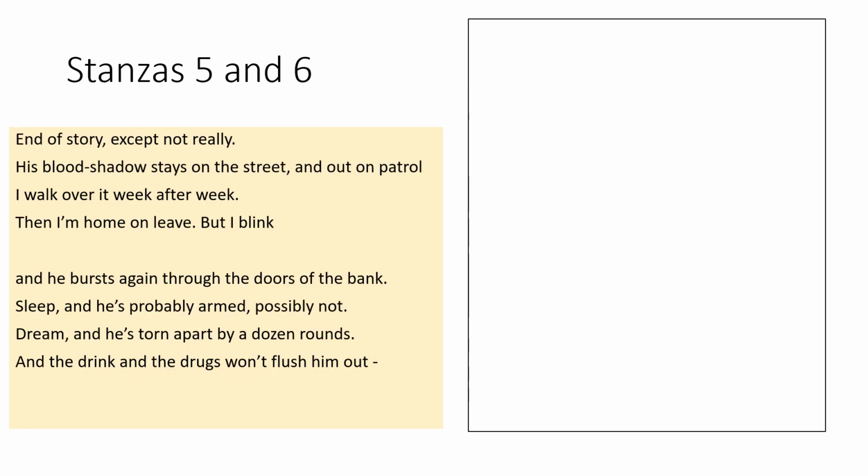On to stanzas 5 and 6 then, and this is the aftermath now of what the soldier has done. End of story, except not really. His blood shadow stays on the street, and out on patrol I walk over it week after week. Then I'm home on leave, but I blink and he bursts again through the doors of the bank. Sleep and he's probably armed, possibly not.